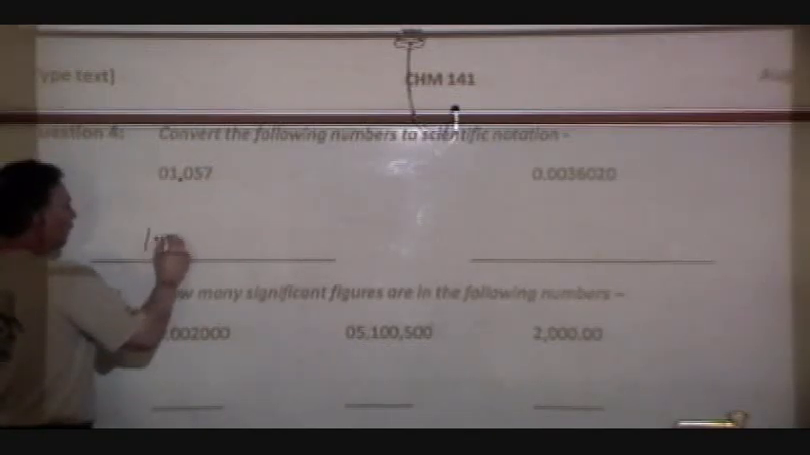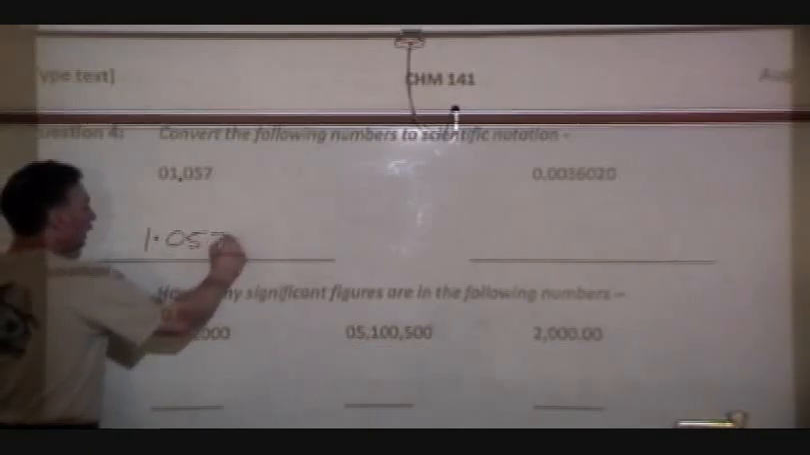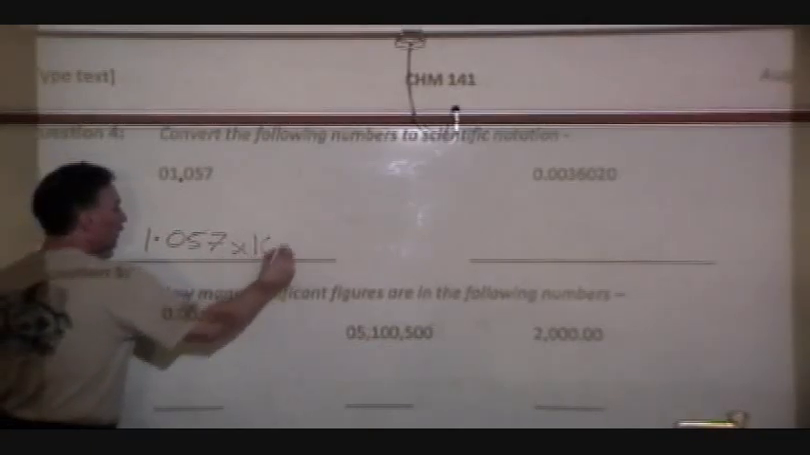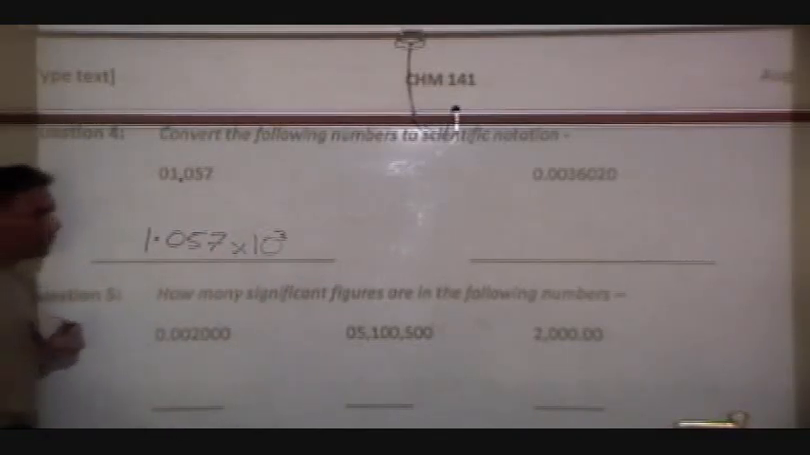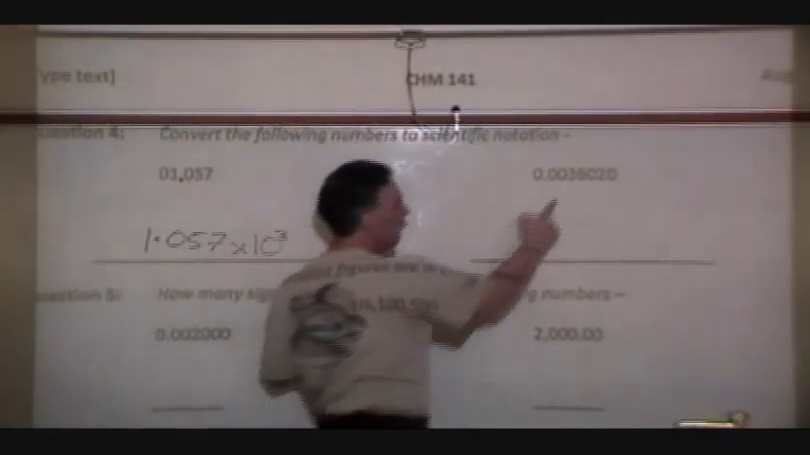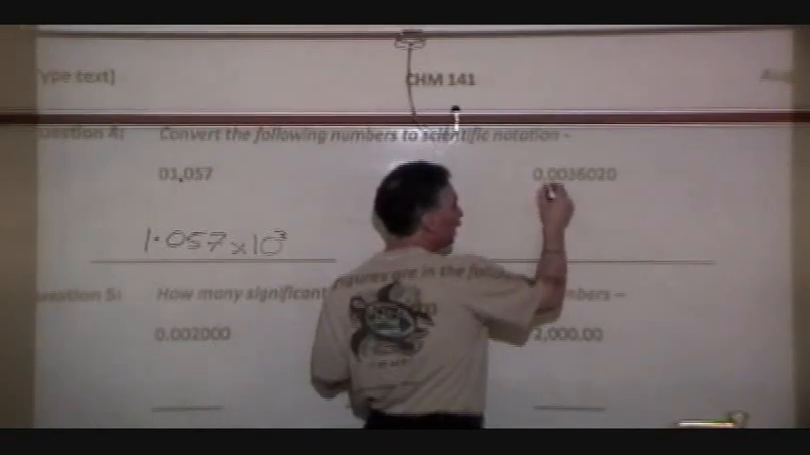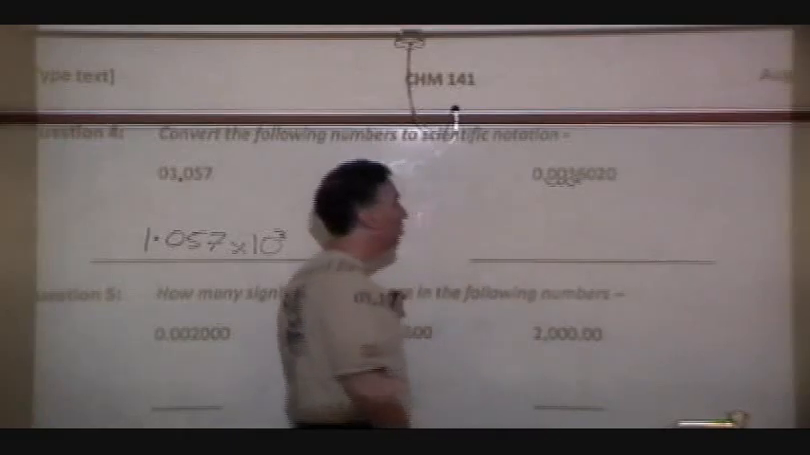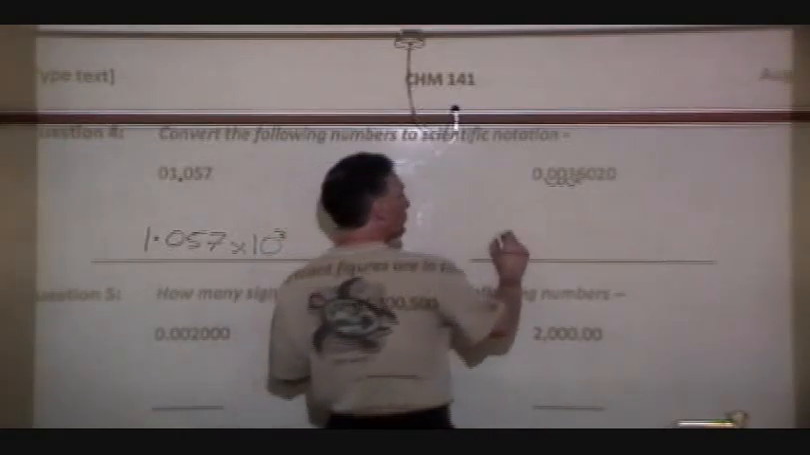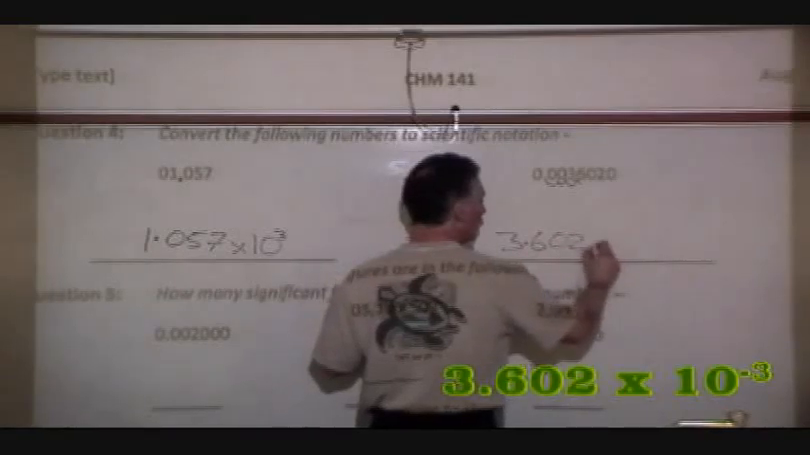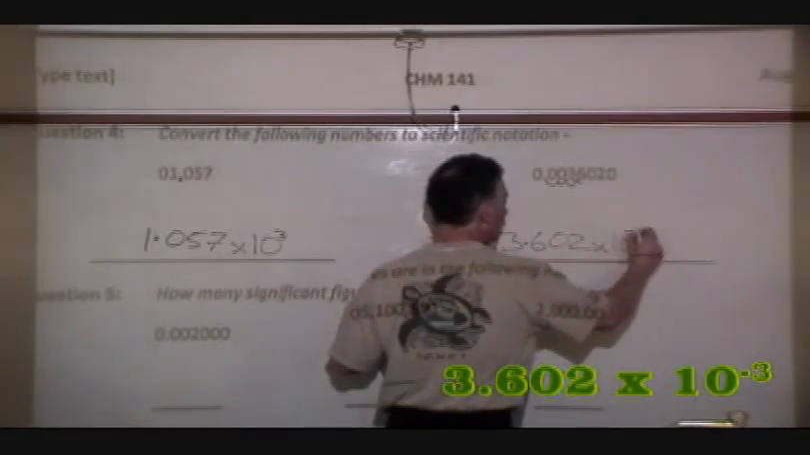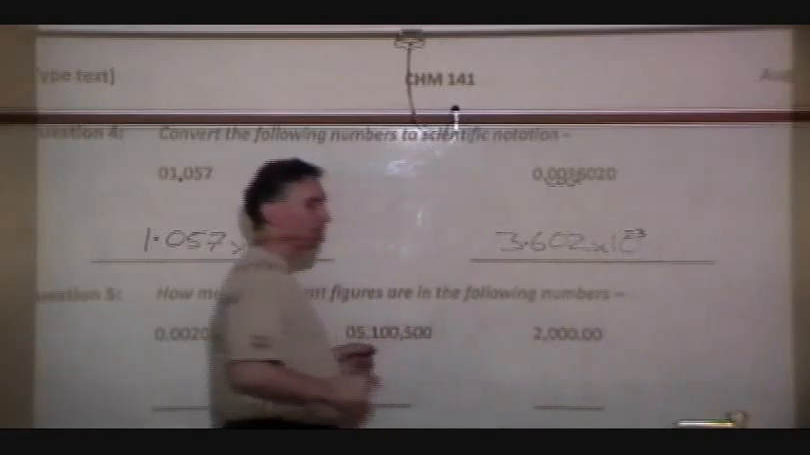We get 1.057 times 10 to the power of 3. Next one. We again want this to become a number between 1 and 10. So the decimal place has to move 3 times again, but this time to the right. So it becomes 3.642 times 10 to the negative 3.